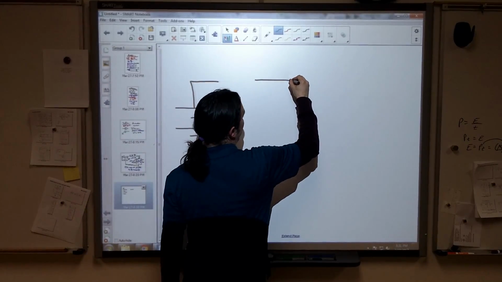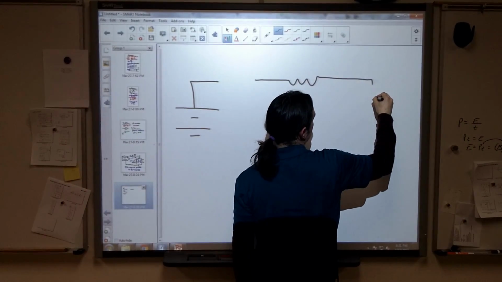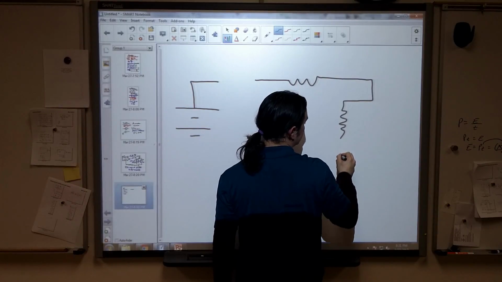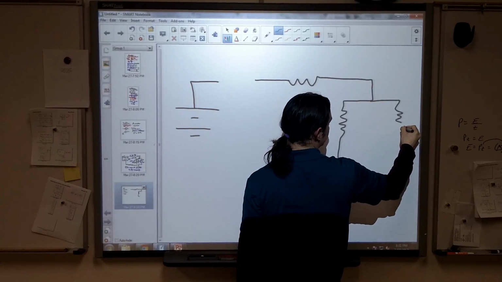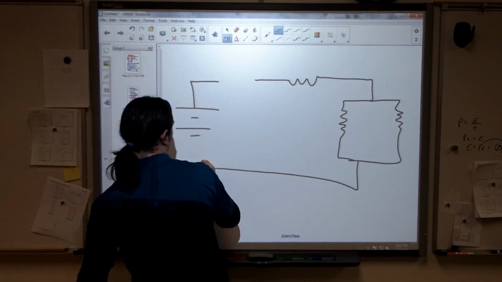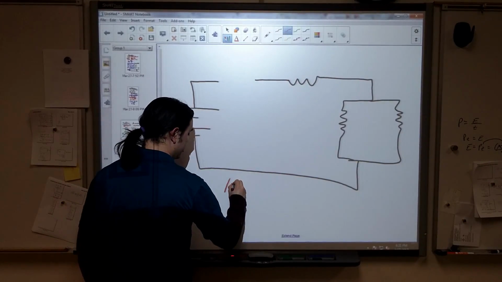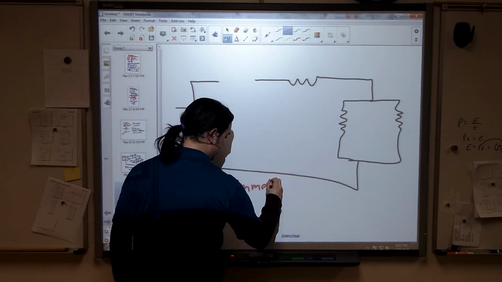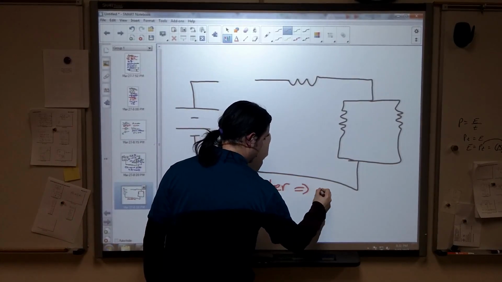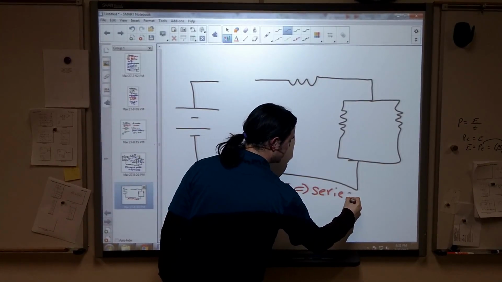The ammeters actually need to be connected in series. And we'll talk about why as soon as I'm done drawing this. Let's say that we have a similar setup here. Ammeters are set up in series.